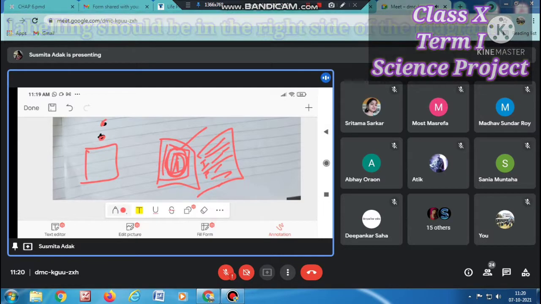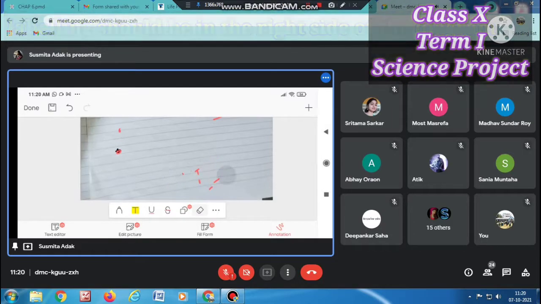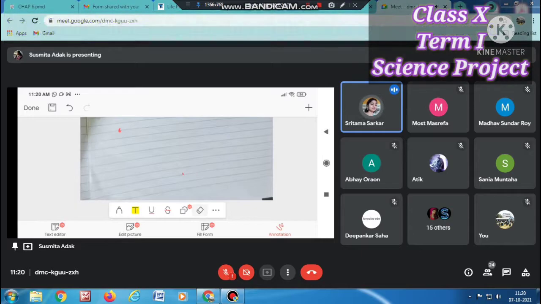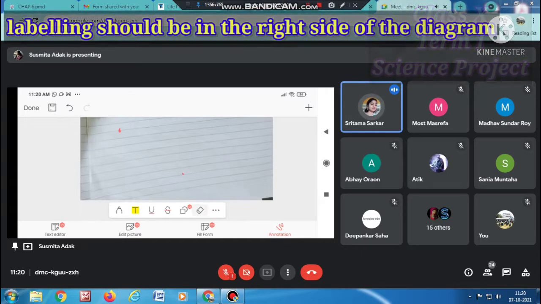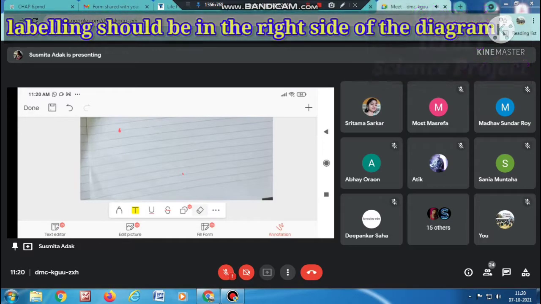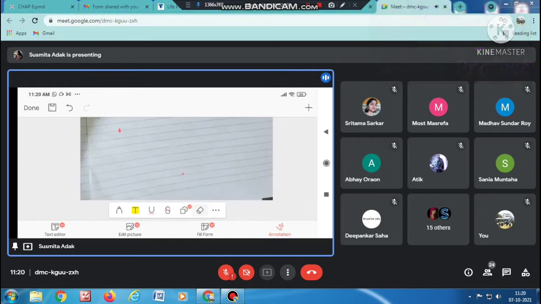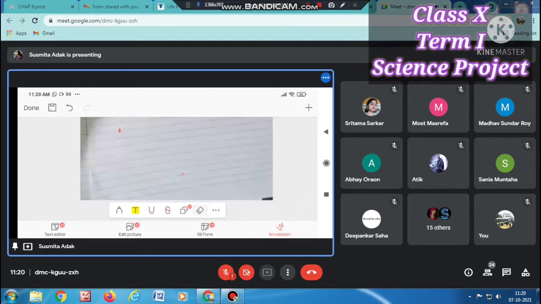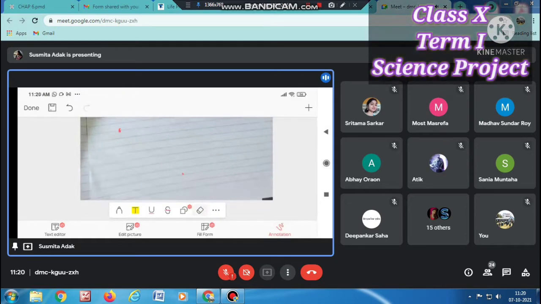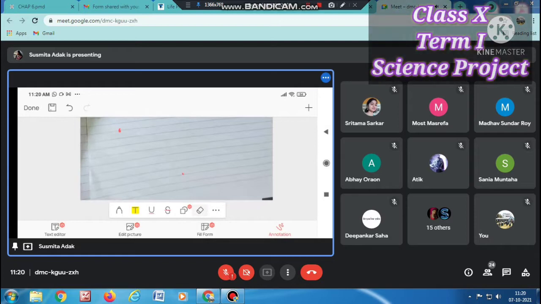Now I will tell how the cover page will look like. Ma'am, I am asking one question. In the heading, can I use the coloring pen? I had already told that you can use coloring pen for the heading and subheading, but don't use red.